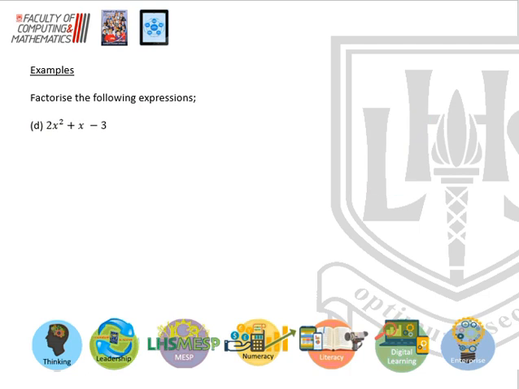Okay, one more example. Okay, 2x squared plus x minus 3. Okay, 2x squared we know is going to be 2x and x. 3 we know is going to be 1 and 3.